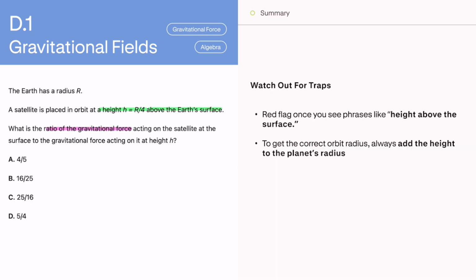The key takeaway of this lesson is whenever you see phrases like "height above the surface," remember to add the height to the planet radius. That way you get the correct orbit radius and avoid this very common trap.